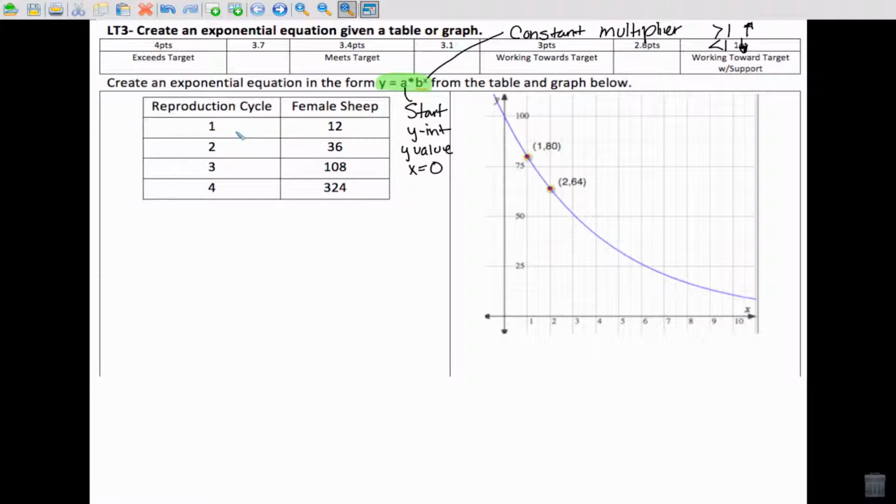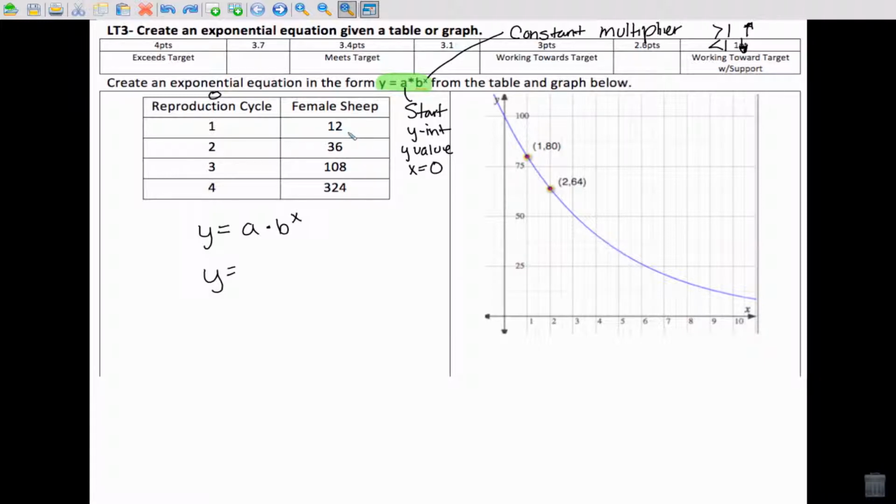The first thing I notice, and the thing that got a couple of you, is that we don't have an x equals 0. We don't have a y-intercept given here. Okay? But we can find our constant multiplier and then use that to find our starting value. So if our equation is going to be y equals a times b to the x, we're going to put a pause on a because we don't know the starting value yet, the female sheep when the reproduction cycle is 0. We're going to have to figure it out.